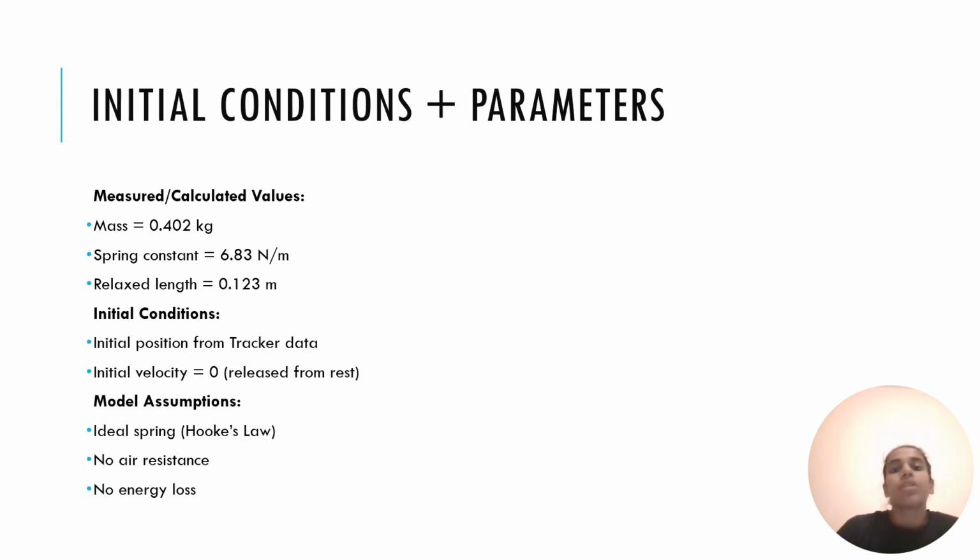The model uses measured values for the mass, spring constant, and relaxed length. The initial position is taken directly from the tracker data, and the mass is released from rest, so the initial velocity is zero. The model assumes an ideal spring and neglects any air resistance and energy loss.